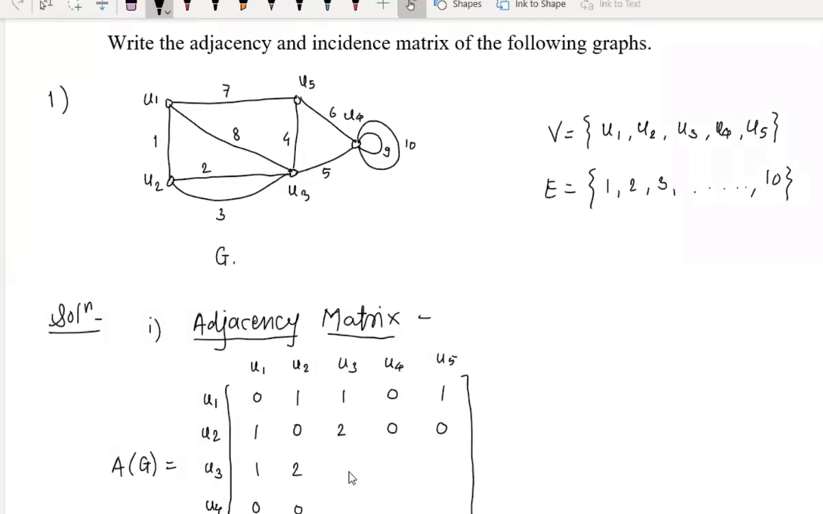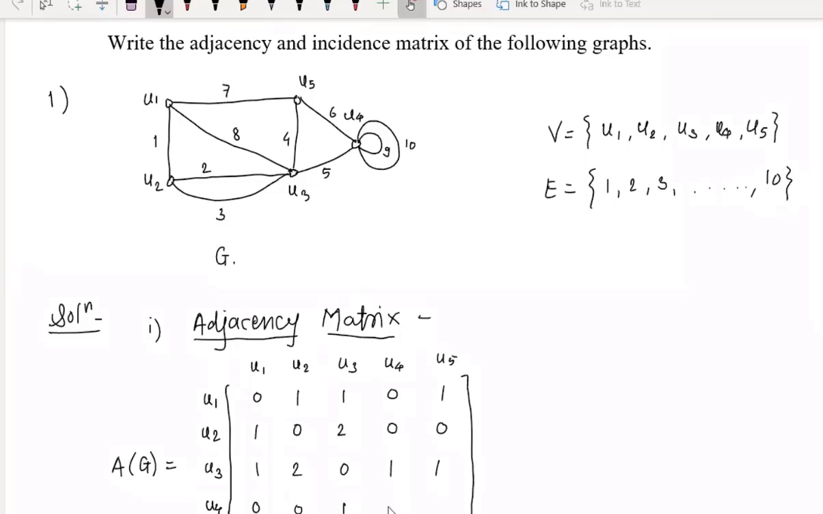Then U3 to U3, no edges there. U3 to U4, one edge is there. U3 to U5, again one edge is there, 1. So third row and third column should be identical. So this should be 1, 1.